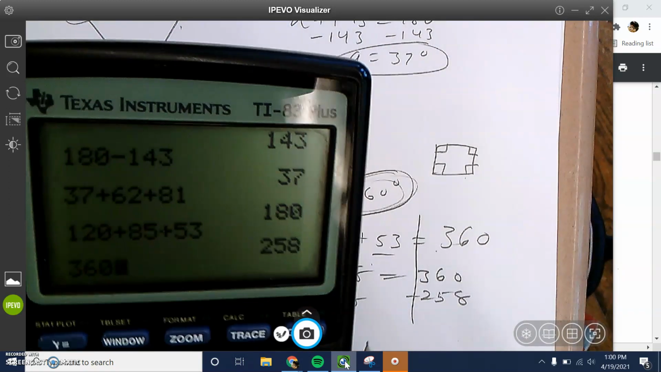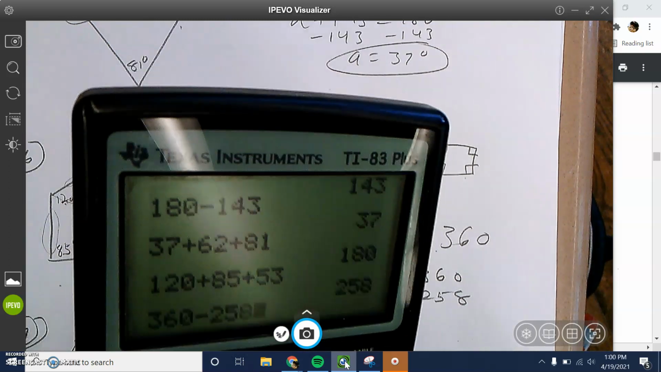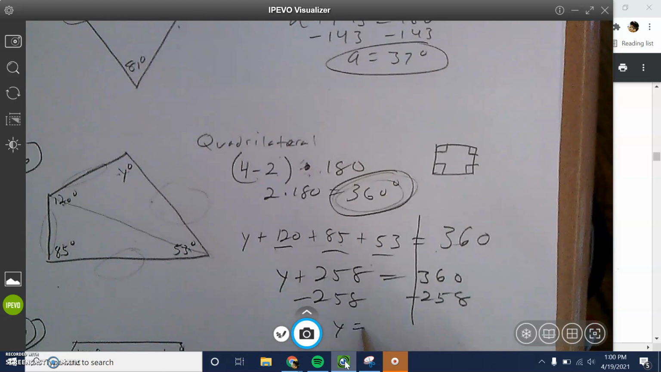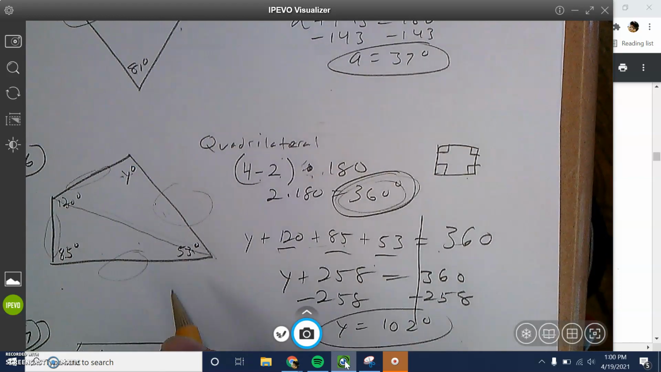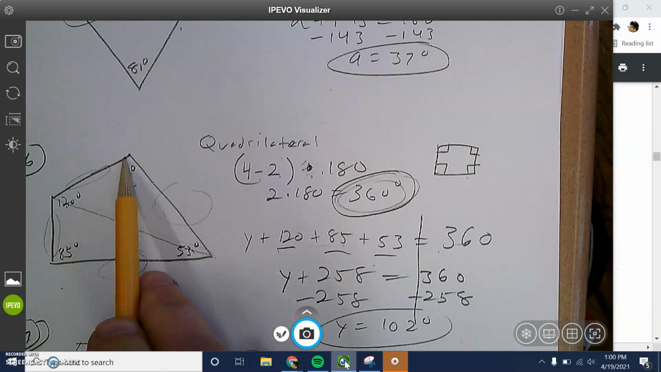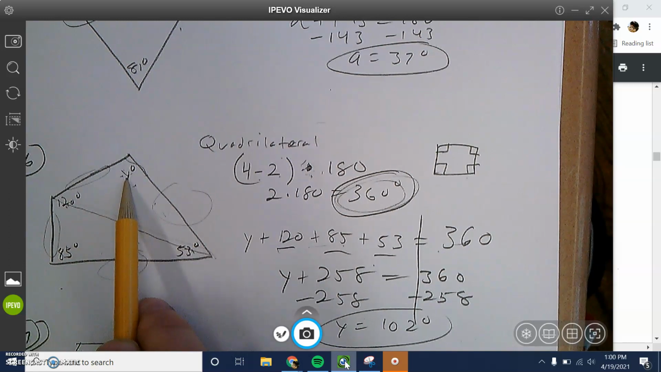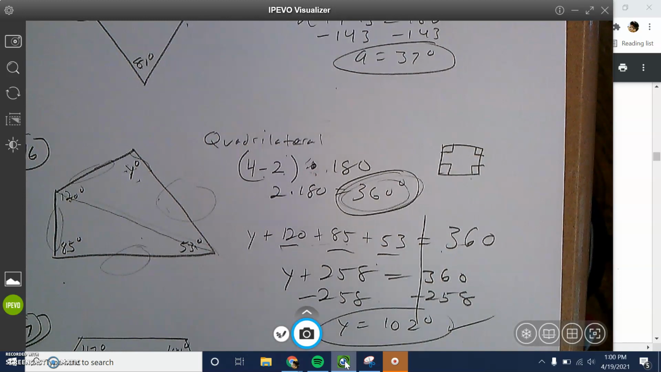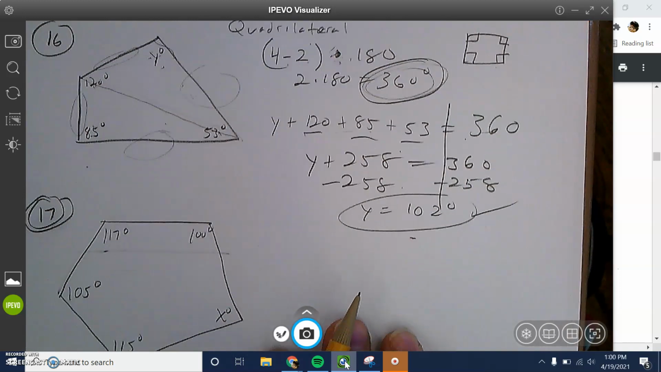So 360 minus 258 is 102. So y equals 102 degrees. And that makes sense because that's an obtuse angle, right? So that's an obtuse angle, so it should be between 90 and 180. 102 makes sense. There we go. Answer is 102.